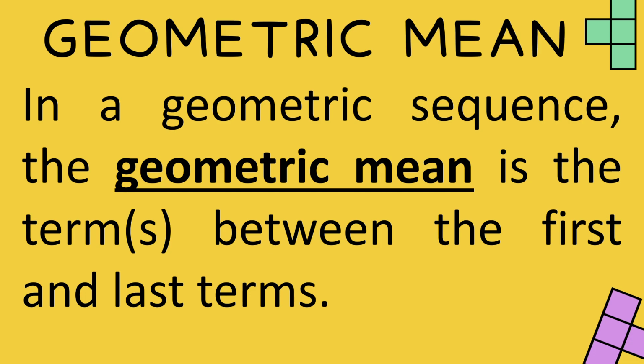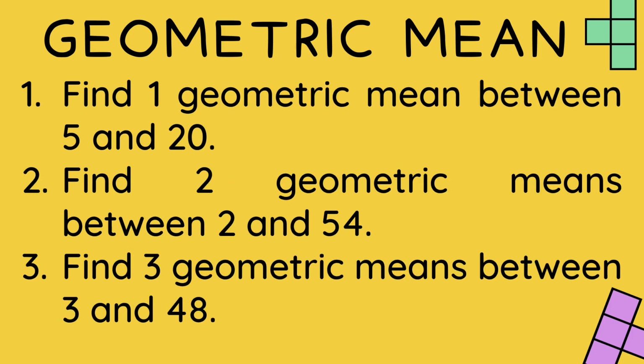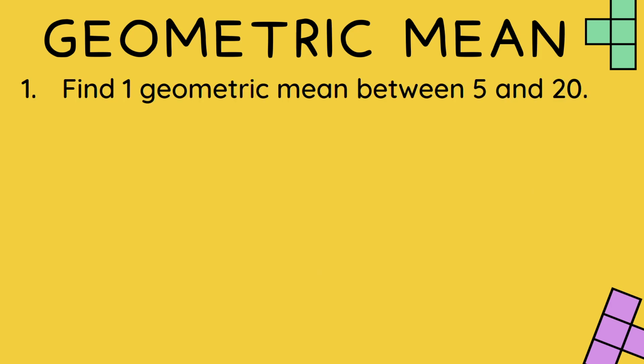So let's have our 3 examples. You may take a screenshot of this. So let's start with the first one. Find one geometric mean between 5 and 20. So we could use the method that we have been using, just like what we have done with arithmetic means. So we first identify our extremes, which is a sub 1, 5, and 20, which is a sub n.